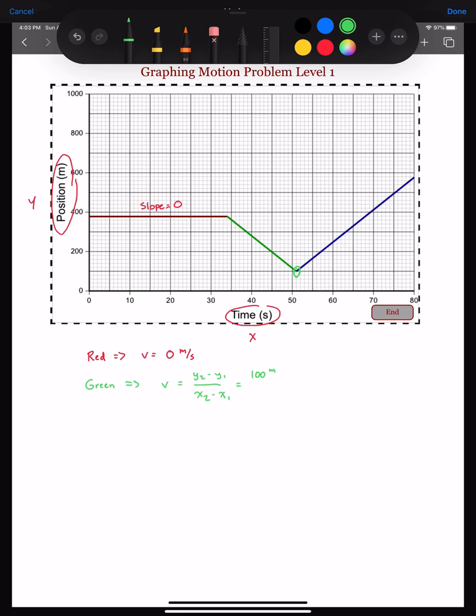Meters. Minus initial of, I don't know, 380. Okay. And it ended at 51. Okay. And it started at 34.